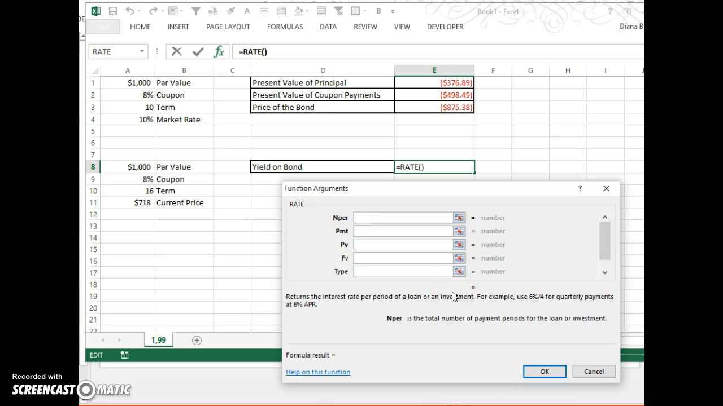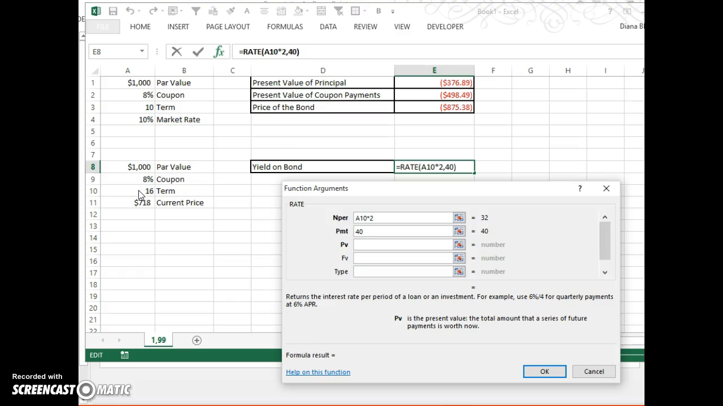So if we take the rate function, and we enter the number of periods that we have remaining in the bond, we're going to multiply that times 2 because we're assuming that the bond is going to pay its coupon payments twice a year. Unless we're told differently, we're going to assume it's a twice a year payment. And that payment amount is $40. It's an 8% coupon, but we get it twice a year, so that's $40 twice a year.